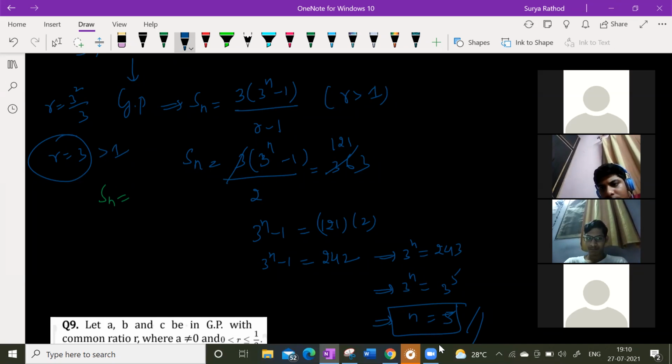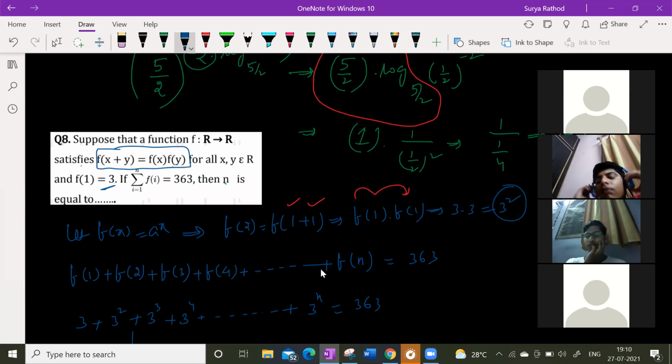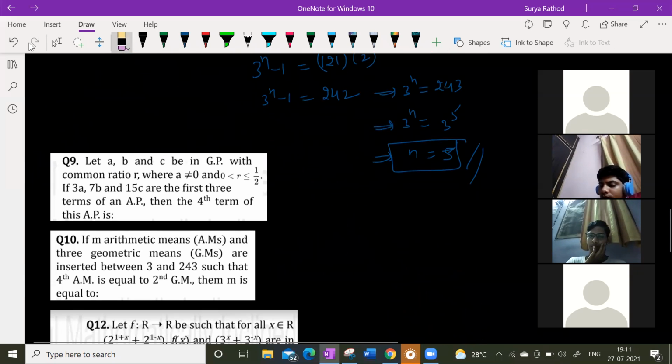Yes, sir. You have to find n here. What is he asking us to find? Look at this here, n. So what is the n value here? He is asking for the n value. Clear? Now we'll move to the next question.